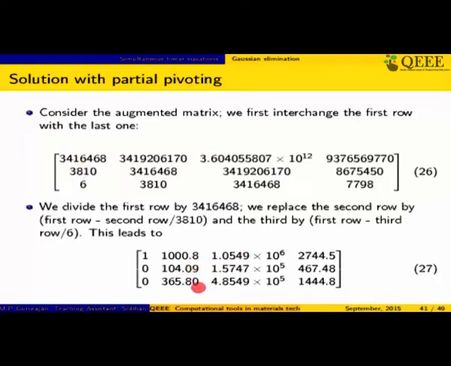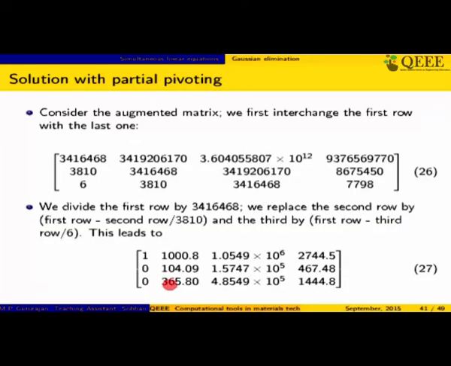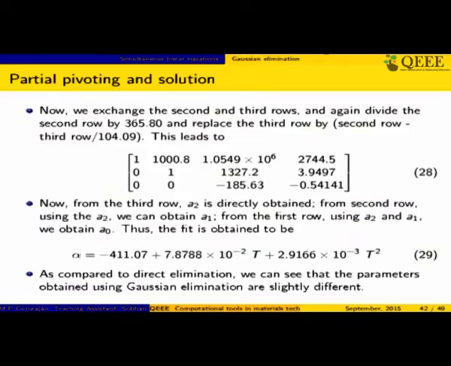Now that we have achieved it, we now look at the next two columns. 365 is the larger number, so I will exchange. The row interchange happens, and then when I get to this 365 here, I'll divide all the numbers by 365.80. So that becomes 1, and now I can put this last row as the second row minus this row divided by 104.09. So that will lead to a 0 here and some other numbers here. Okay, so I have done that. So you have gotten a solution like this.